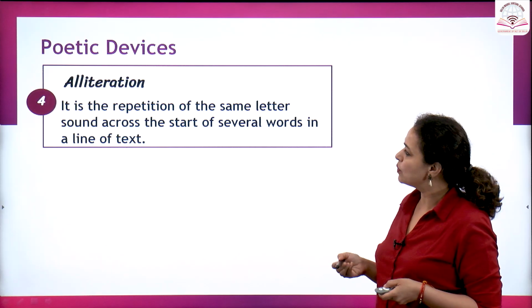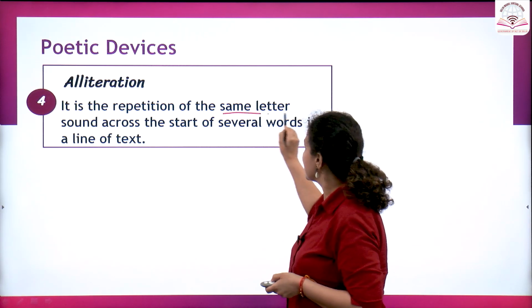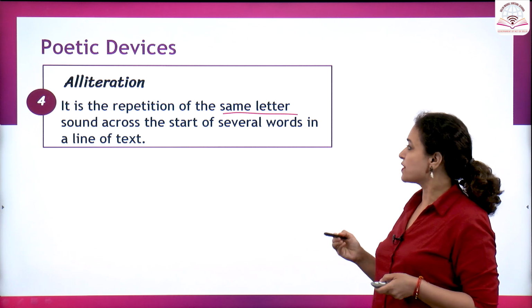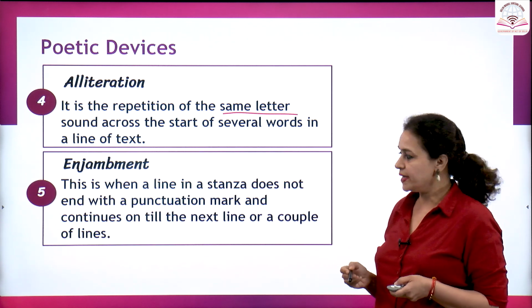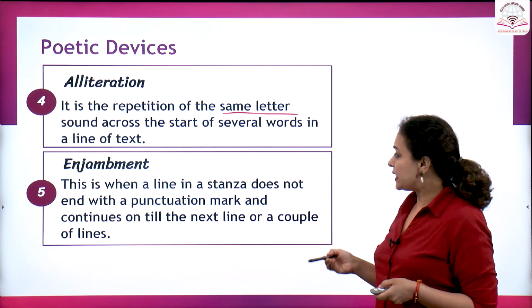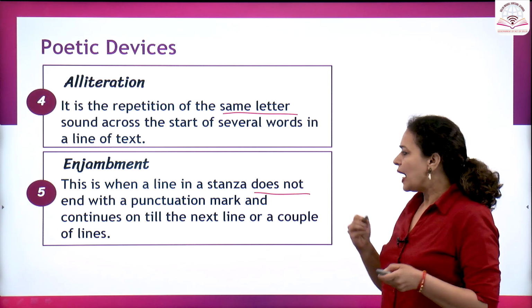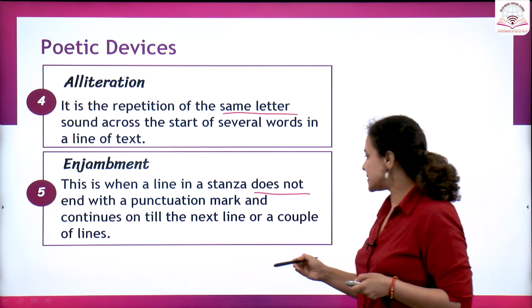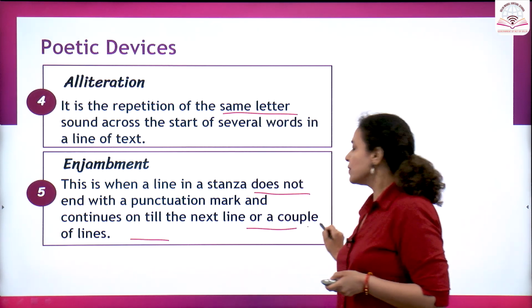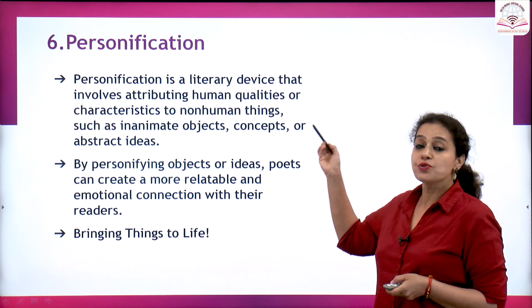Now let's have a look at alliteration. It is the repetition of the same letter sound across the start of several words in a line of a text. Then coming to enjambment. This is when a line in a stanza does not end with a punctuation mark and continues on till the next line or a couple of lines. Now students, today we are going to talk about personification.